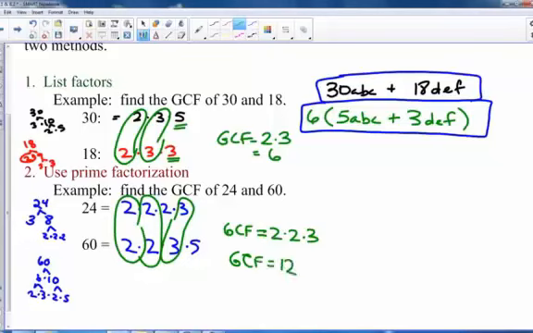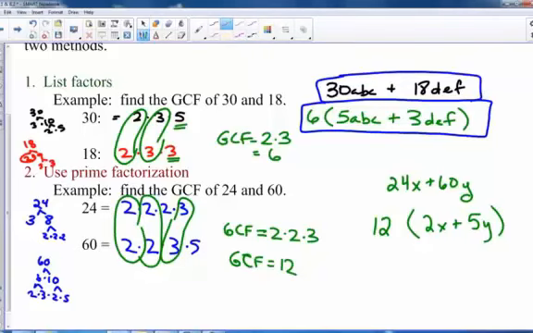So again, if I had 24x plus 60y, I could take a 12 out, and I would be left with 2x plus 5y. And the 2 is this 2, and the 5 is that 5.